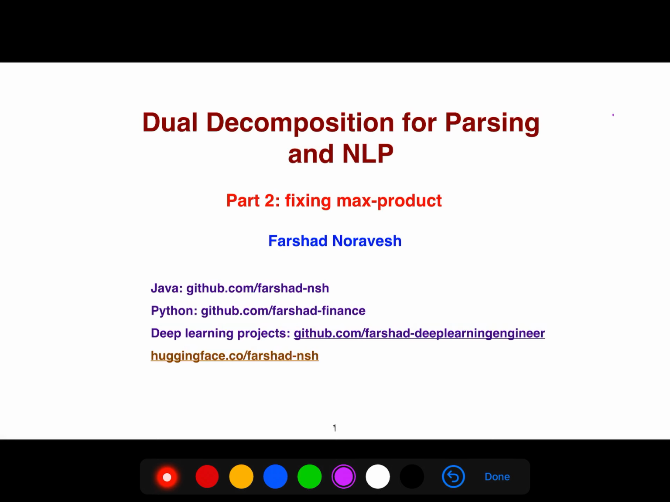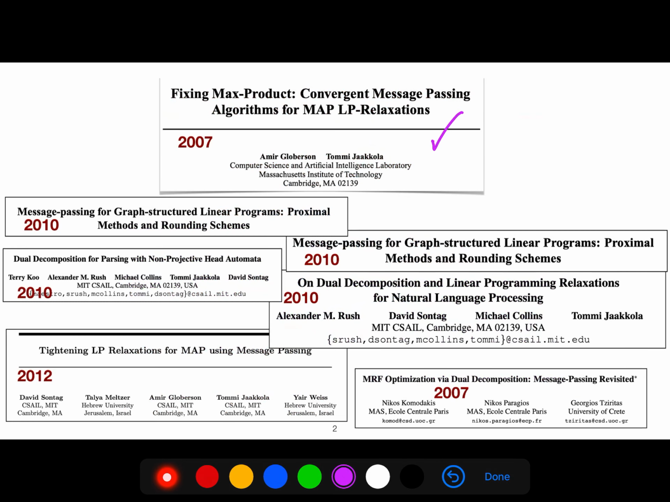Today I'm gonna be explaining an important article. We are fixing the max product in this article in 27. And there is an obvious relationship between message passing and LP relaxations. For example, this is a new research area because people found that your variables in Lagrange multipliers are related to messages in your message passing algorithm. So it's really important to discover these things.